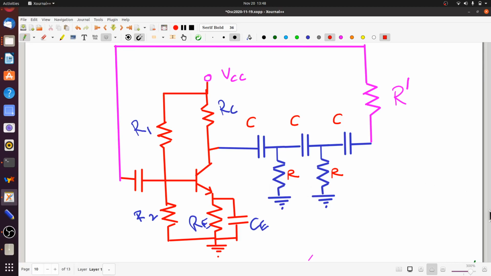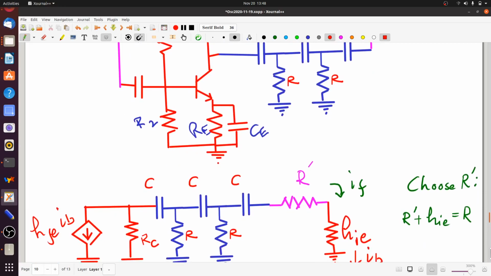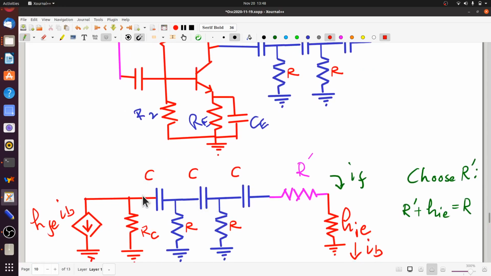And what we can do is take the small signal approximate H parameter model, and we will end up with basically this. So this is the RC. There's an HFE IB. Of course, there's an HIE which comes in along with it, but that HIE is joined to this point, which is here.